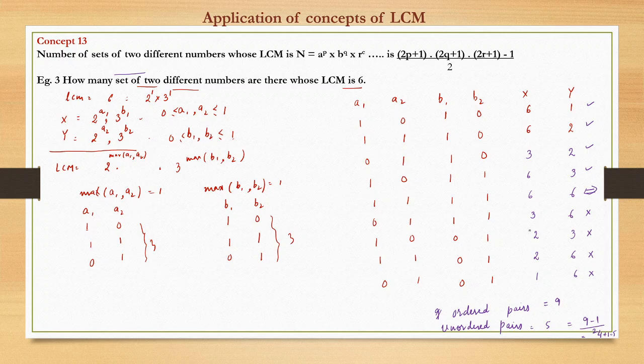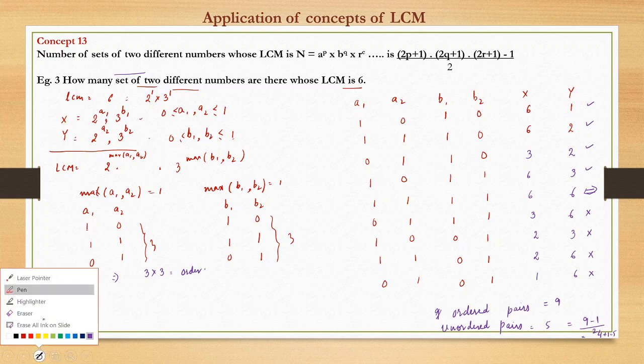I have shown this using the very basic method, but now onwards what we'll do is directly take 3 into 3, which is equal to total ordered pairs. So this we actually know, so needless to write here.